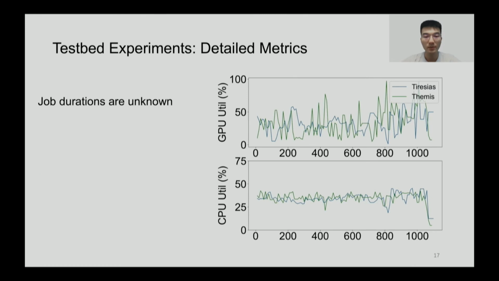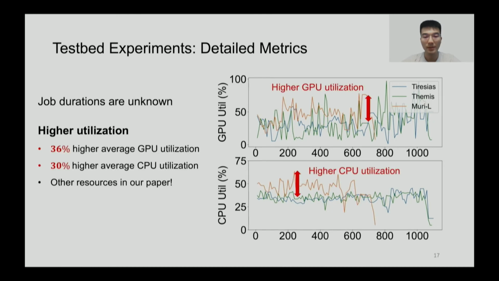To show the benefits of Muri in detail, we evaluate some detailed metrics. These figures show the GPU and CPU utilization of baselines when the job durations are unknown. The yellow line shows the resource utilization of Muri. Muri achieves 36% higher GPU utilization and 30% higher CPU utilization on average, demonstrating that Muri is capable of utilizing idle resources by interleaving stages of different jobs. For more detailed metrics, please refer to our paper.